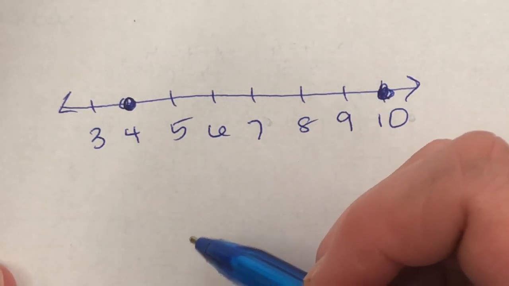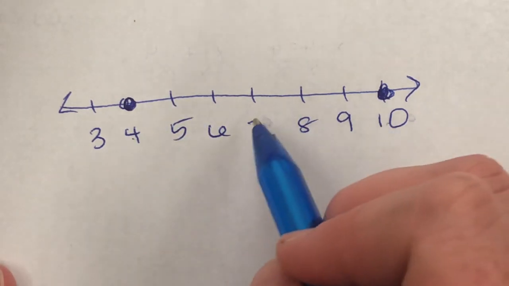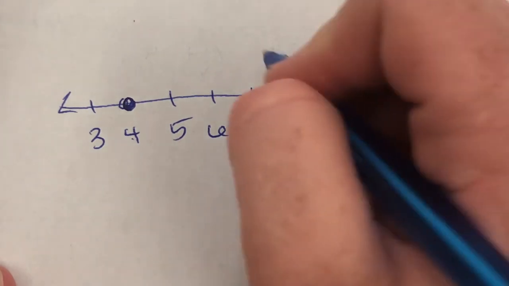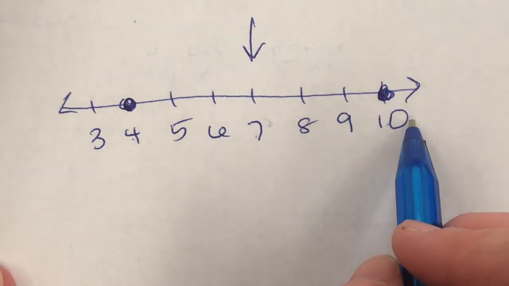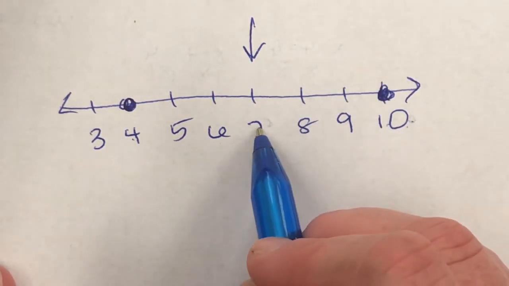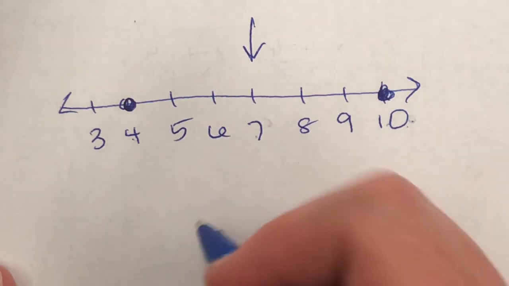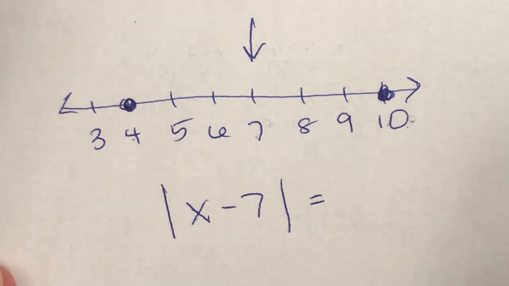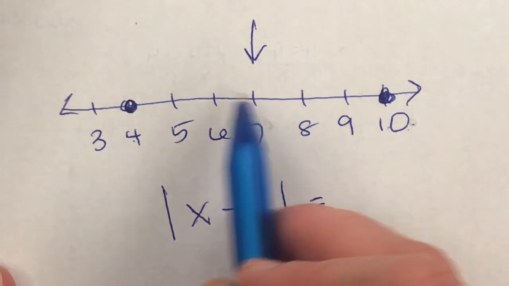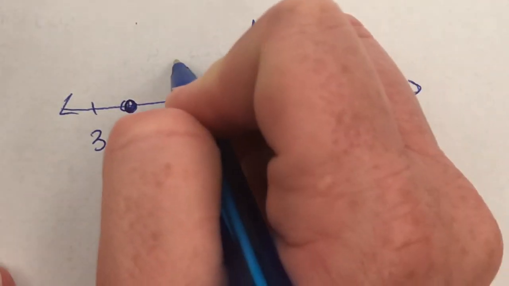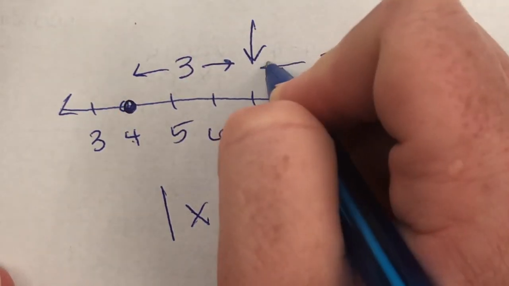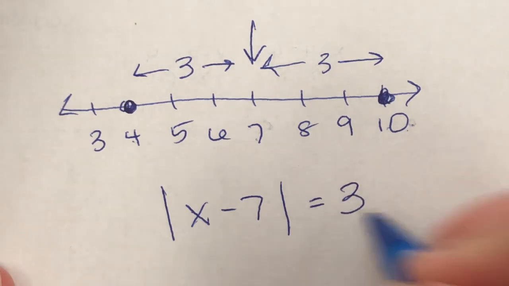So first I want to find the midpoint between 4 and 10. That's going to be 7, I believe. If I add 4 plus 10, that's 14. 14 divided by 2 is 7. So here's my midpoint. So I'm going to say x minus 7 equals, and then what's the distance from 7 to each of those, right? This way it's 3 units. This way it's 3 units. It's always going to be the same on both sides. So the distance equals 3.